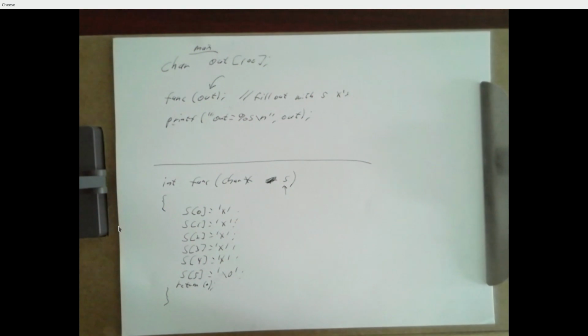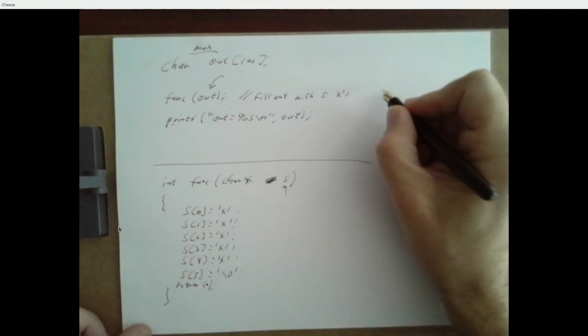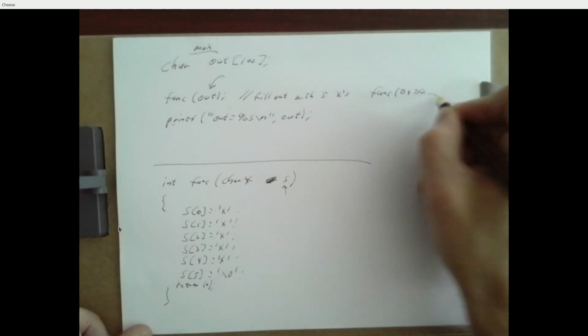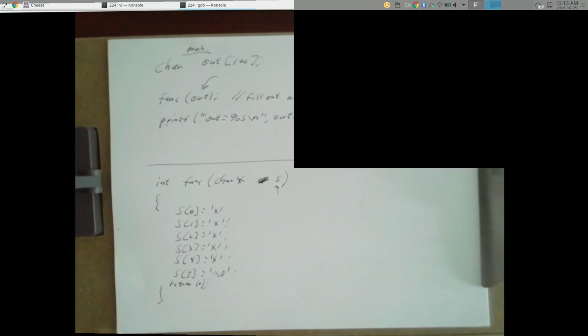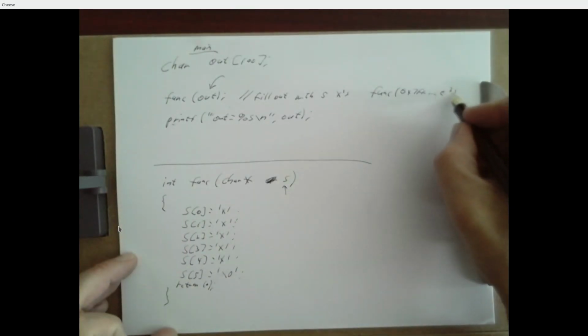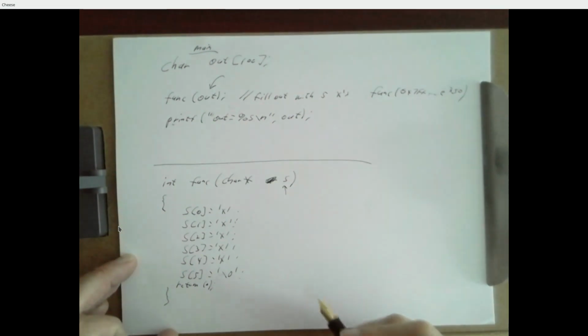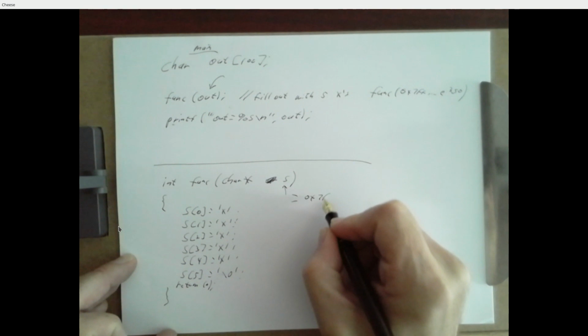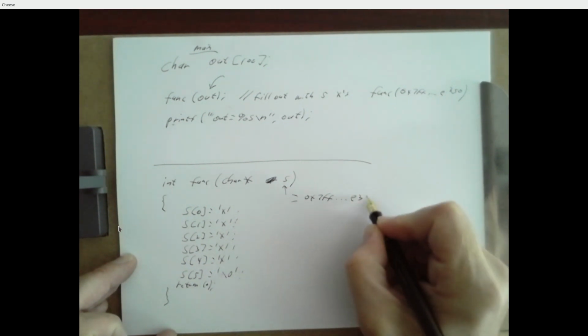Well, we know that's true because C is passed by value. When we said func out, we actually said func 0x7ff blah blah blah. Was it E350? E350. And when we came down here in our function, S was equal to 0x7ff blah blah blah E350.